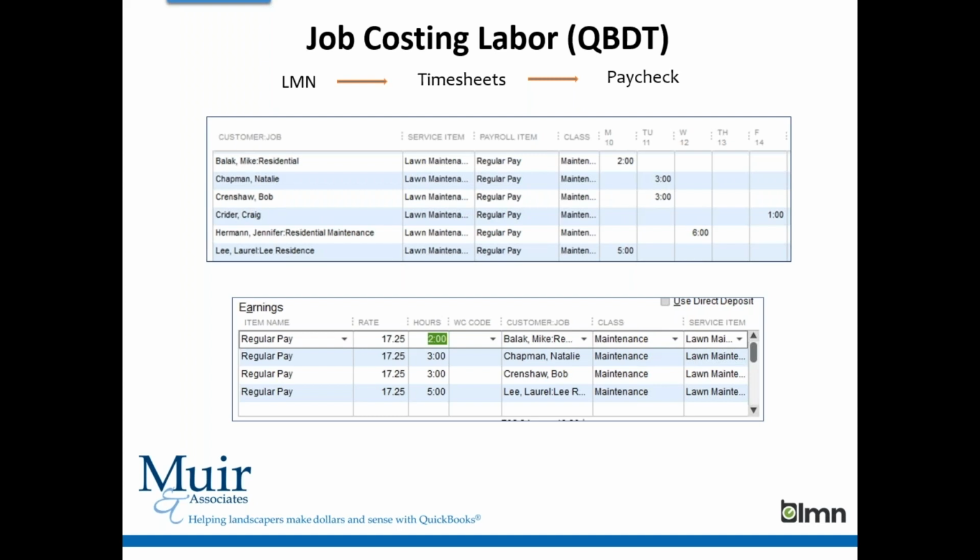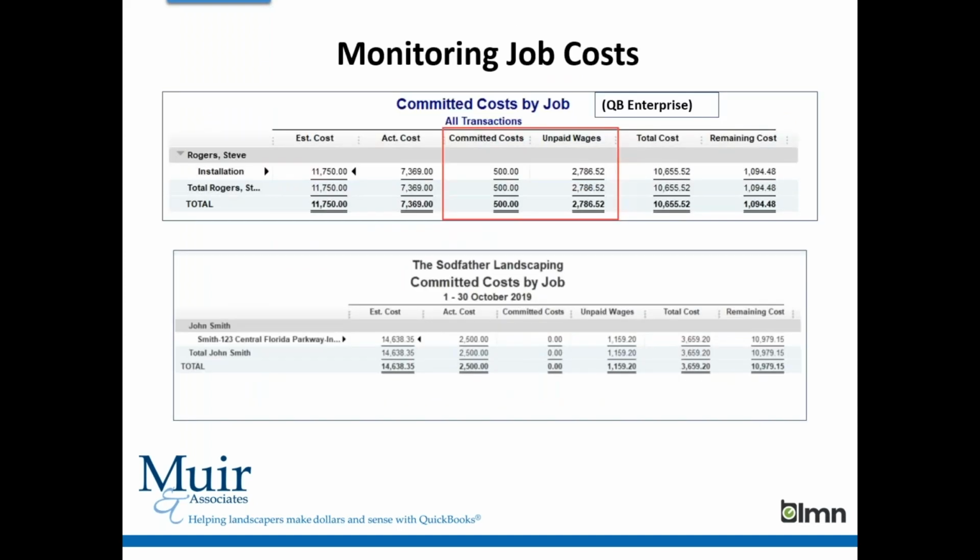Great. Okay. So if you are using QuickBooks Enterprise, a few reasons why I like QuickBooks Enterprise that we'll tap on, but Enterprise actually has a report called committed cost. So in order to run that report, you do have to have an estimate in QuickBooks. So the nice thing is LMN already sent the estimate over.